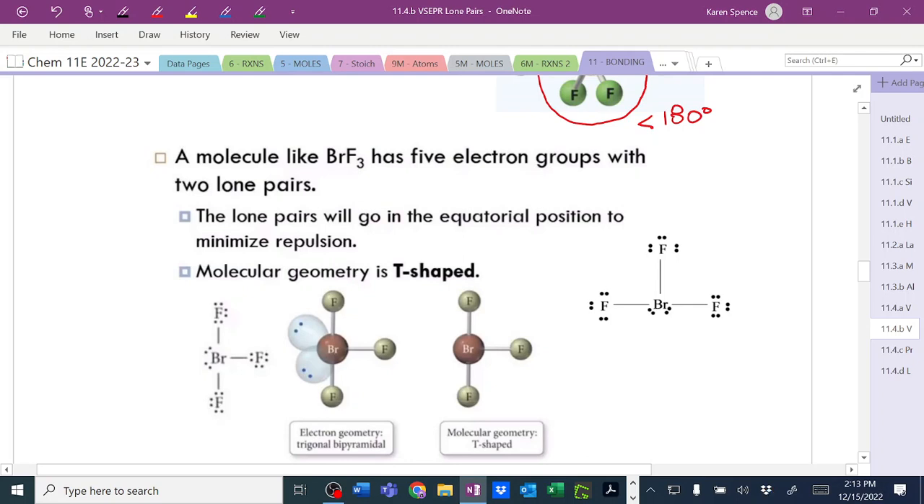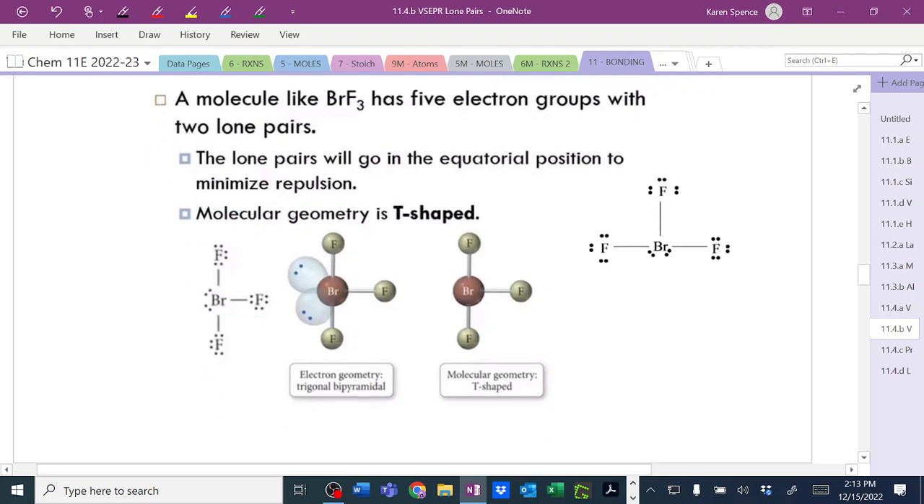So once again, where do the lone pairs go? Do they go axial or do they go equatorial? Equatorial, okay? So once you put a lone pair on there, you now have T-shaped. This will be somewhat less than 90 degrees, and this will be somewhat less than 90 degrees.